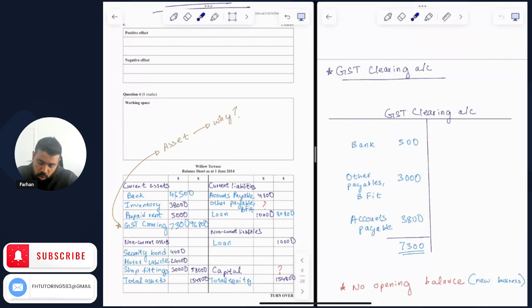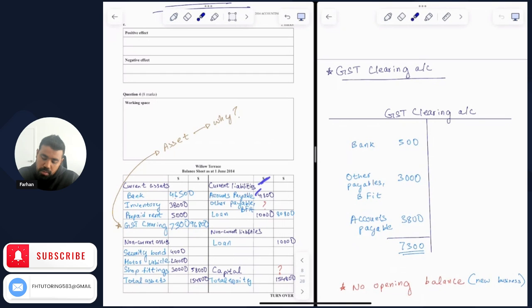Now, so for the non-current assets section, you remember the security bond, which we are going to get at the end of 3 years, and that is $4,000. You remember motor vehicle of $24,000, which we have contributed into the business. Then we have purchased shop fittings of $30,000, and altogether the non-current assets are $58,000 in total. And when you add the non-current assets with the current assets, you get $154,800.